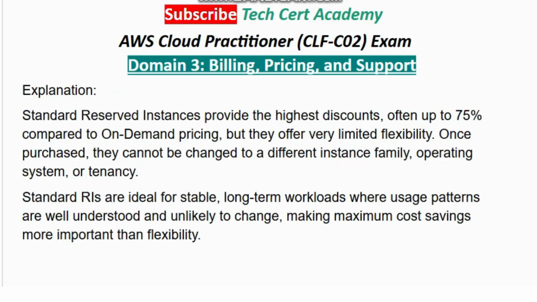Explanation. Standard RIs offer the largest discounts, up to 75% compared to on-demand pricing, but are rigid in terms of modification. They cannot be converted to another instance family, OS, or tenancy, unlike convertible RIs. EC2 savings plans provide flexible discounts, but are generally lower than standard RIs for specific instance commitments. On-demand instances offer flexibility, but no long-term cost benefits. Standard RIs are ideal for steady-state, predictable workloads where cost savings outweigh the need for flexibility. They ensure predictable pricing over the RI term, enabling efficient budget planning, but require careful planning to avoid underutilization or mismatch with evolving workload requirements.